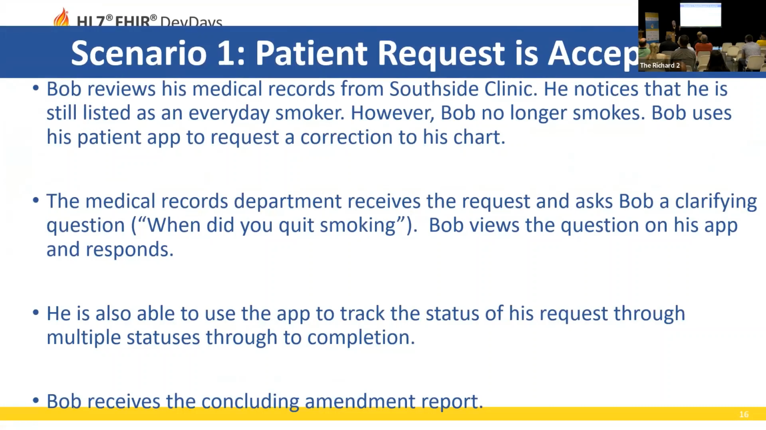And this just shows the scenario like I've been discussing. I see my record has an error. I request that it be fixed. There is the opportunity in the spec to go back and forth. When the medical record says, when did you quit smoking? the patient can say, this is when I quit. And then the patient can also track status. And for this first STU1, we're doing it all with polling and querying.